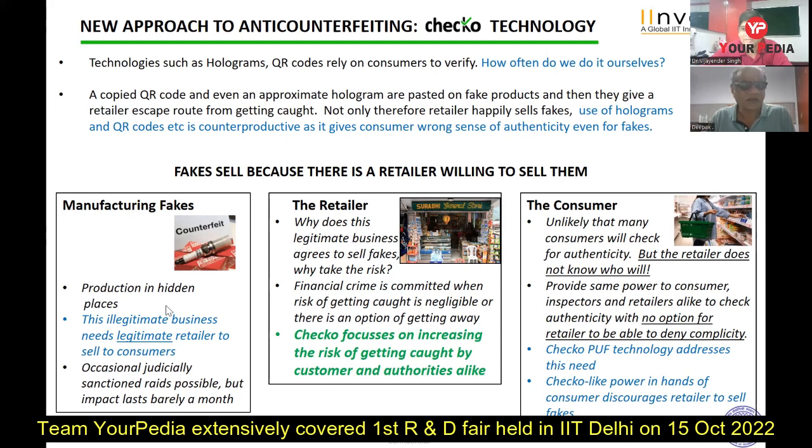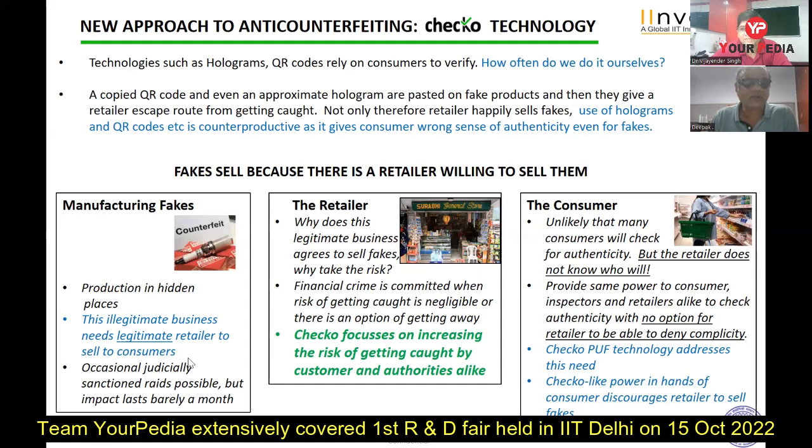Occasionally, when they are caught, it's a newspaper report. A raid was conducted and something was found. The fact that it appeared in the newspaper tells you that it is a rare event, right? Now, suppose I am the fake manufacturer. If I've made it, how do I sell it? I have no means to sell it. I sell it to the consumer. I have no reach to the consumer.